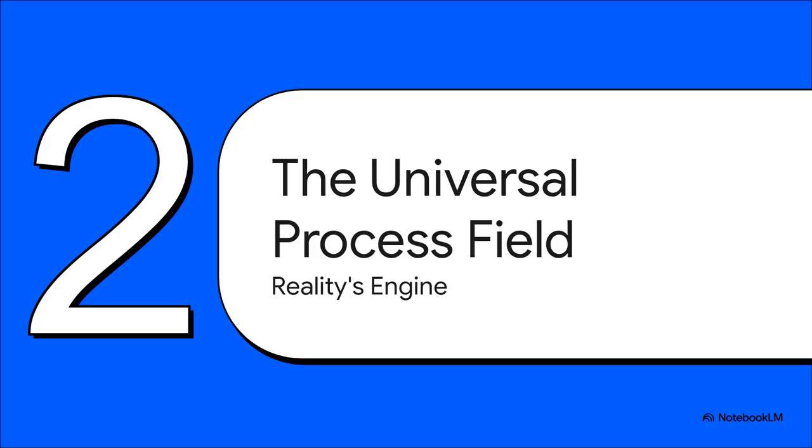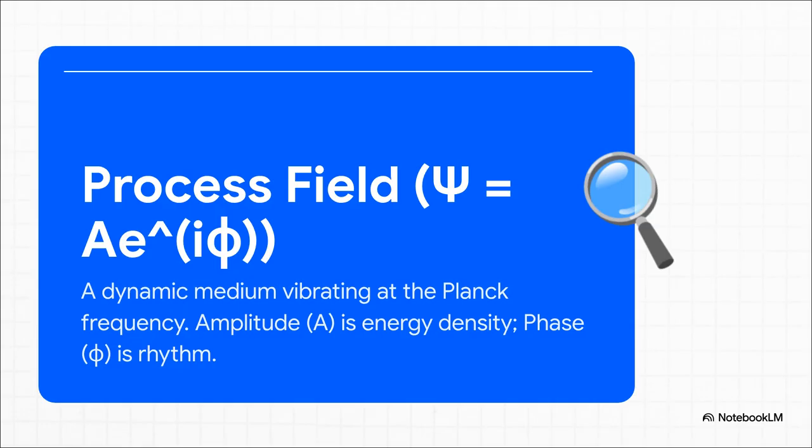Well, this top-down diagnosis points to one single engine for all of reality, what the theory calls a universal process field. The theory proposes a foundation that is just radically simple. Everything, and I mean everything, is described by this one process field. You can kind of picture it like the surface of a pond. It has an amplitude, that's the height of the waves, which represents the intensity or energy density, and it has a phase, that's the rhythm, the timing of those waves. And according to this model, that's it.